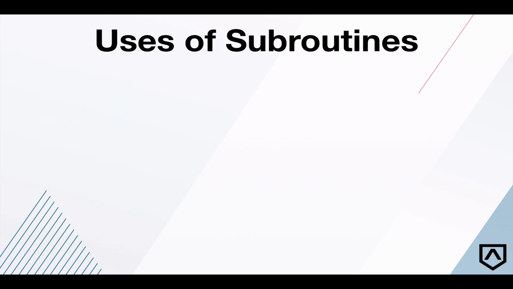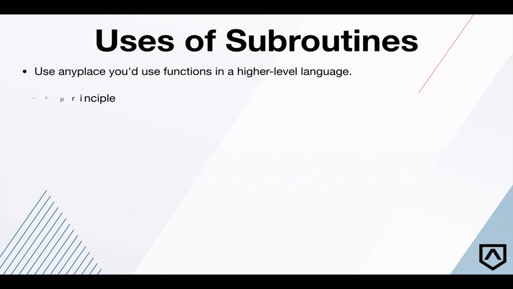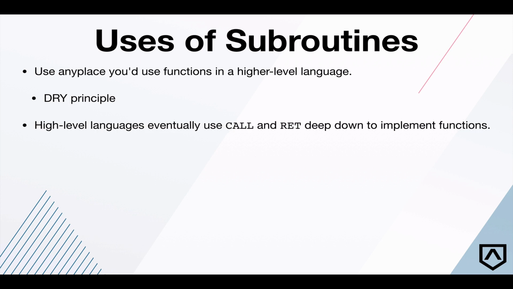So what are some of the uses of subroutines? Well, you're going to use them in any place that you use functions in a higher level language, and for any of the same reasons commonly surrounding the idea of not repeating yourself. Don't repeat yourself. But any place that you might think of using a function in a higher level language, you use a subroutine in assembly language. And indeed, those higher level languages eventually use call and return deep down. So they have to implement functions somehow, and those functions have to become machine code instructions at some point. So typically they use call and return to make that happen.